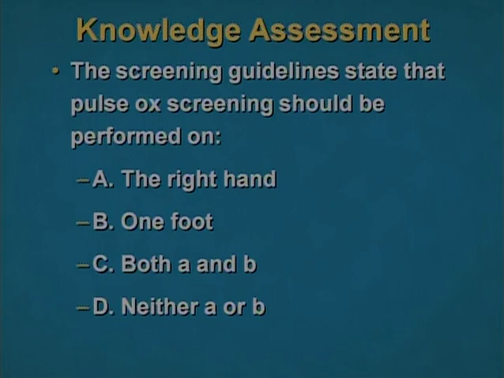The screening guidelines state that pulse ox screening should be performed on A, the right hand, B, one foot, C, both A and B, or D, neither A or B. That is C, both A and B. So again, it's important to do the pre and postductal screening, which is the right hand and either foot, at least one foot, and that should be done simultaneously or in direct sequence.